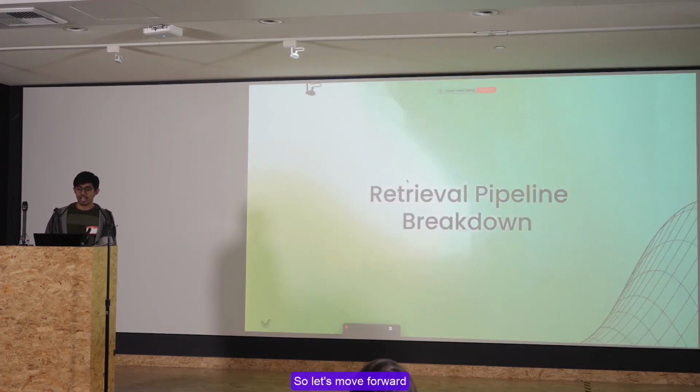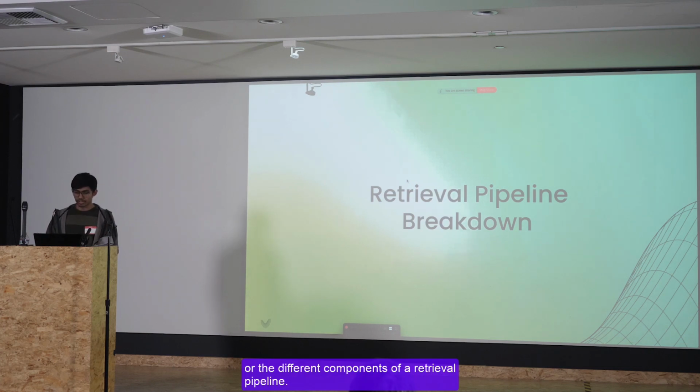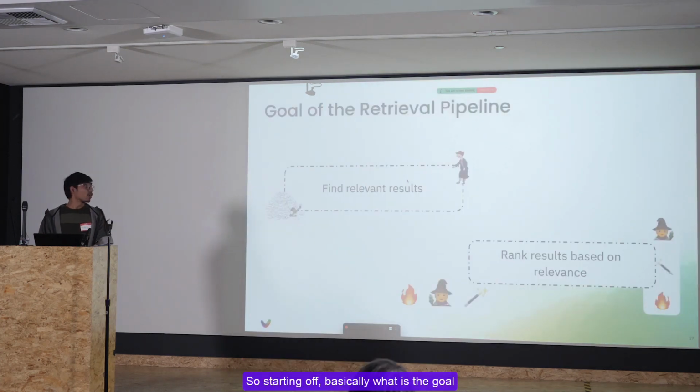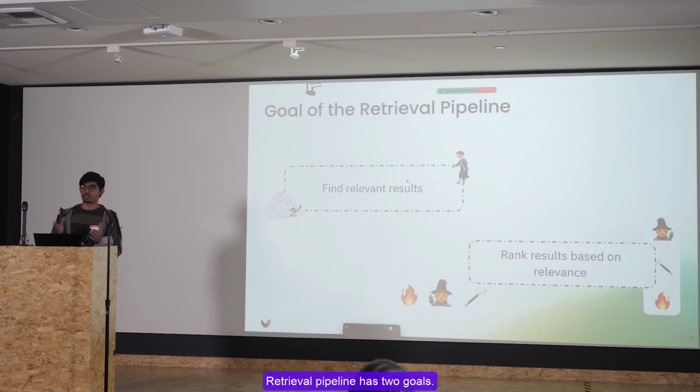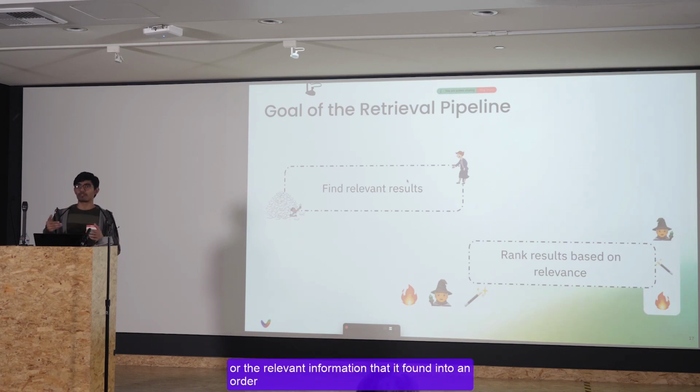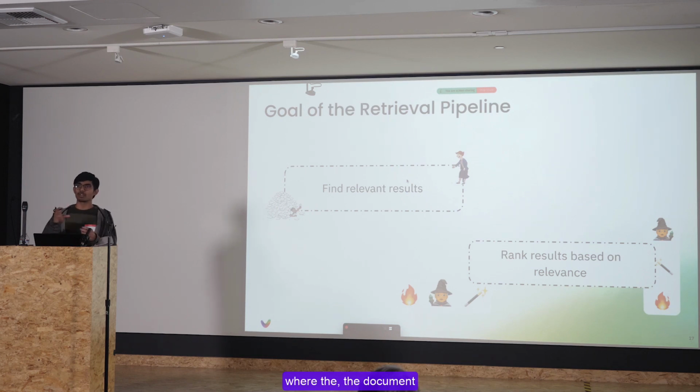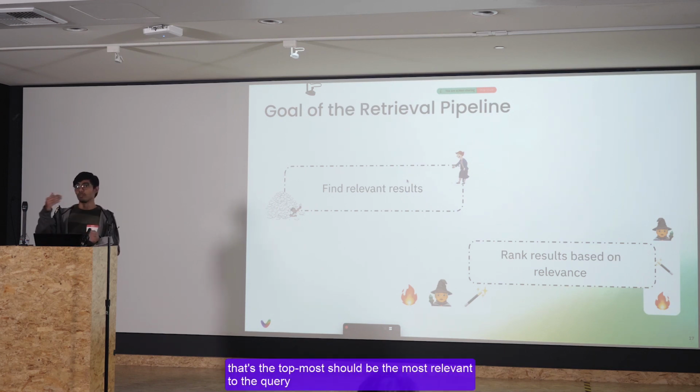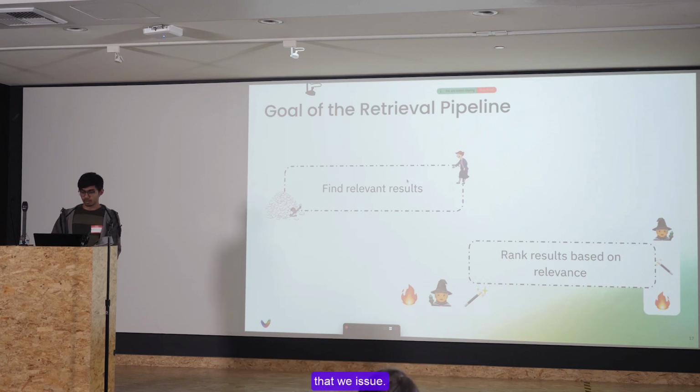So let's move forward. And now let's talk about the different components of a retrieval pipeline. So starting off, what is the goal of a retrieval pipeline? A retrieval pipeline has two goals. You have heaps and heaps of data. So it first needs to fetch all the relevant information that you have inside your data. And then it needs to rank those results into an order where the topmost document or result should be the most relevant to the query that we issue.